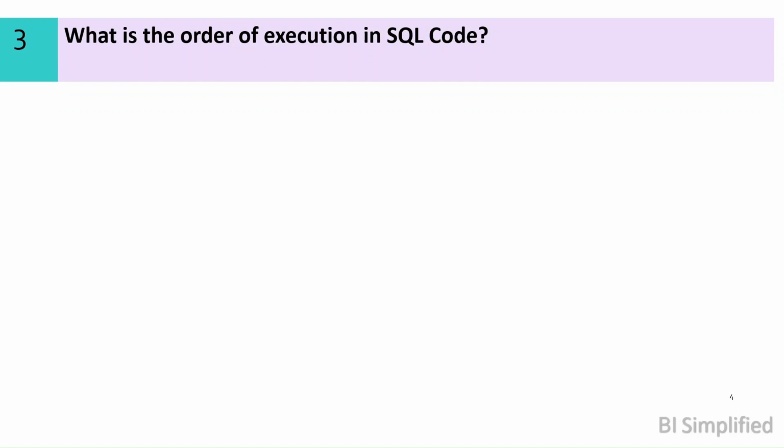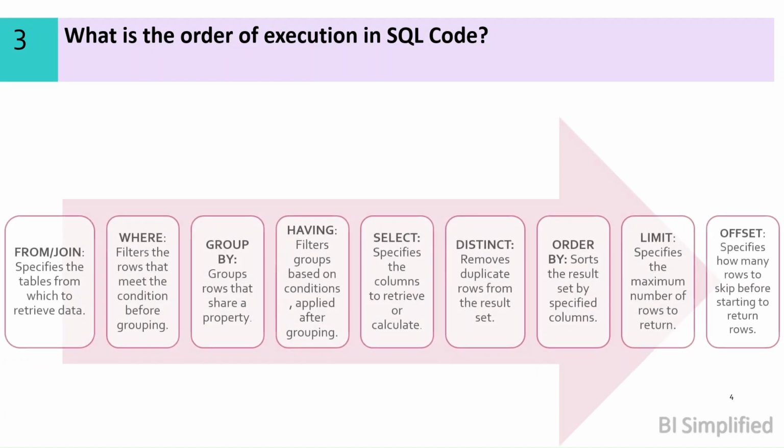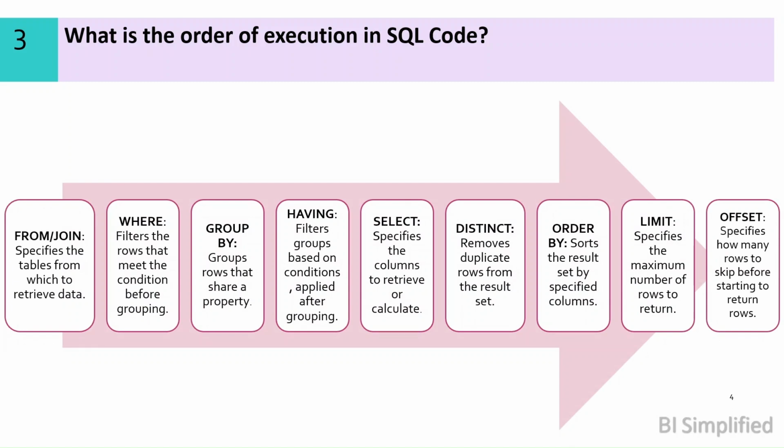Next. What is the order of execution in SQL code? So the order is, first it's from or join, then where and the filter conditions, after that group by, and then having, then it comes back to select, distinct, after that it goes to the end where you have order by, followed by limit and offset. So this is the order of execution in SQL code.